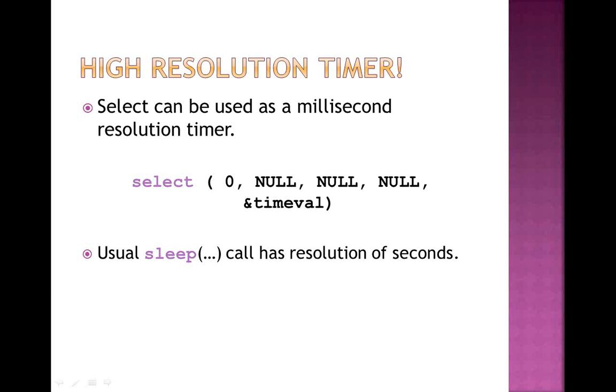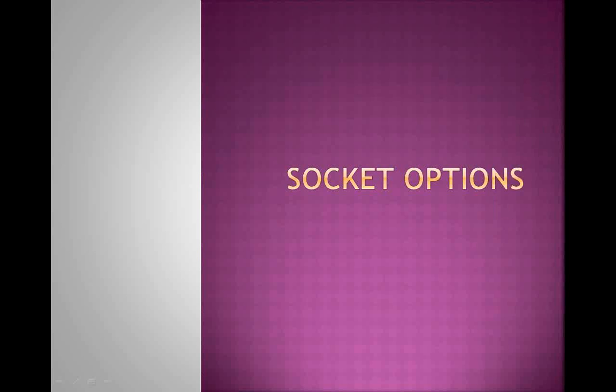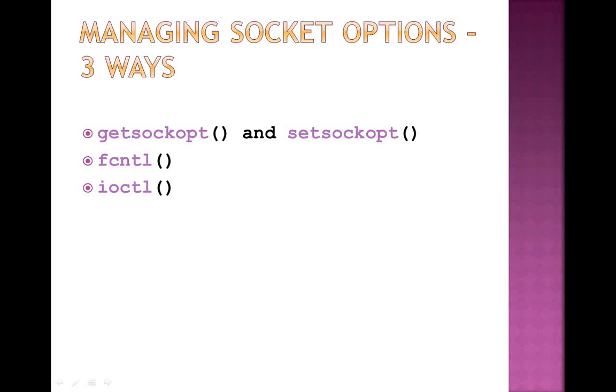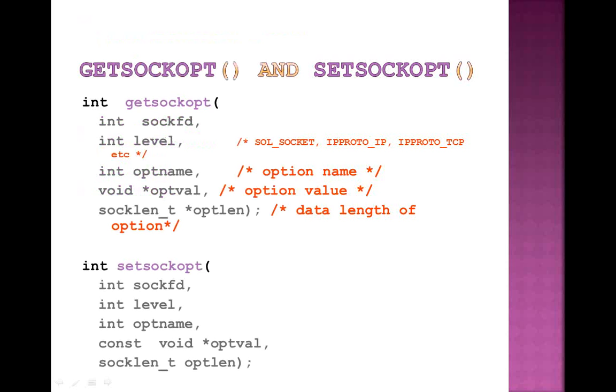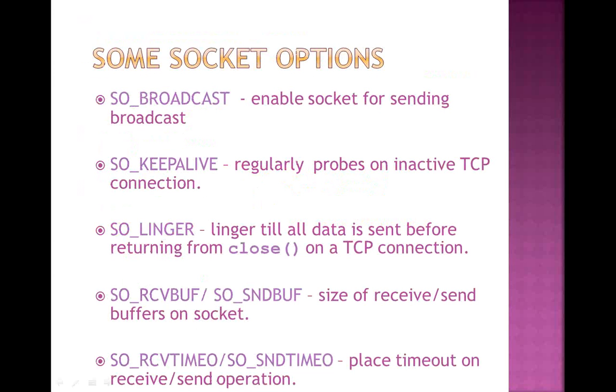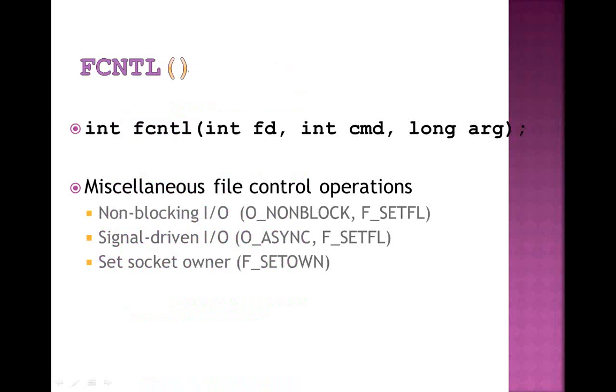The sleep function is used for resolution of seconds. Then we discussed socket programming and the socket options available. Three ways are used to manage the socket options: one is getsockopt, one is setsockopt, one is FCNTL, one is IOCTL. These are the code used for getsockopt and setsockopt. Then these are the various socket options available: broadcast, keep alive, linger, receive buffer, receive timeout. Then the next function discussed is FCNTL.